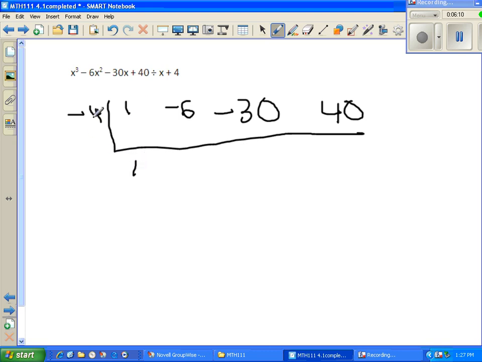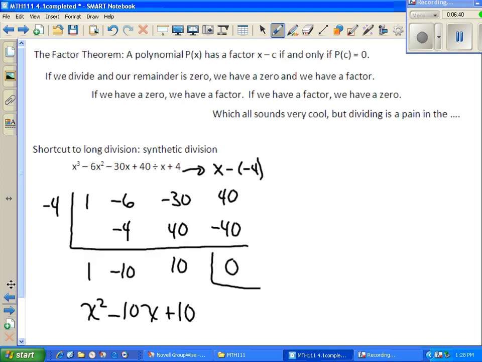Take the 1 times the negative 4, and then I'm going to write it here in my work area. So 1 times negative 4 is negative 4, and then I get to add, and that gives me negative 10. Negative 4 times negative 10 is positive 40. Add, and I get 10. And then 10 times negative 4 is negative 40. Add, and I get my remainder of 0. This looks really ugly, so I'm going to pop back over here to where I did it a little tidier.